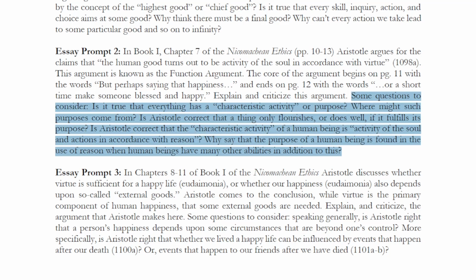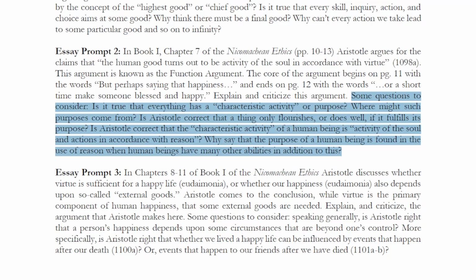The prompt then ends with a series of questions. In this case, the questions it asks are, is it true that everything has a characteristic activity or purpose? Where might such purposes come from? Is Aristotle correct that a thing only flourishes or does well if it fulfills its purpose? And so on. Now I should clarify the purpose of these questions in the prompt.